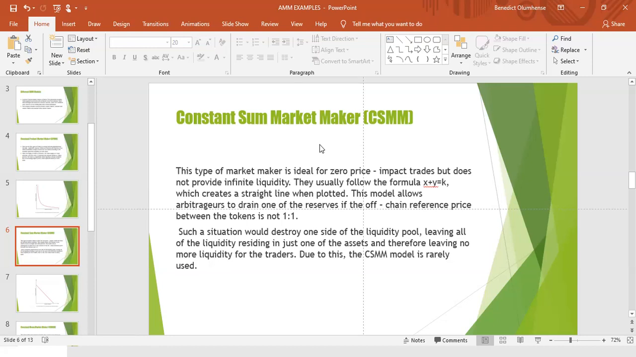So this sort of situation will destroy one side of the liquidity pool. Remember, I said there's an X token and Y token, and both of them must equal K at all times. But this particular constant sum market maker will destroy, let's say, token X and leave Y, which doesn't make sense in terms of the liquidity pool, right? So that situation will leave the liquidity residing in just one of the assets, and therefore no more liquidity for the traders, right? Because of this situation, the constant sum market maker model is rarely used.